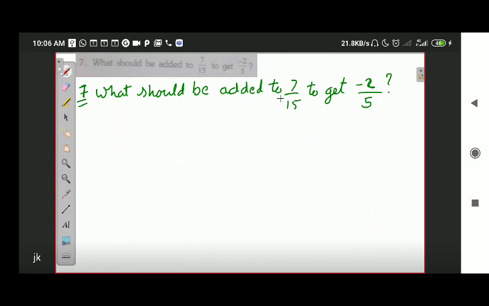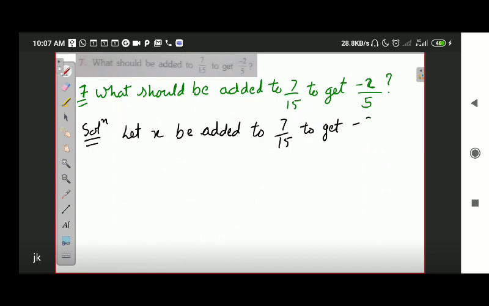Okay, what should be added to 7/15 to get -2/5? Solution: let x be added to 7/15 to get -2/5. That means x + 7/15 should be equal to -2/5.